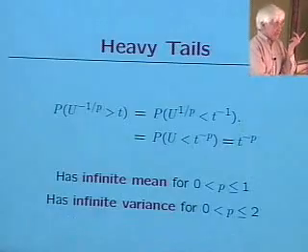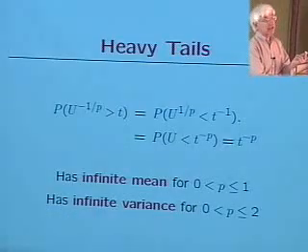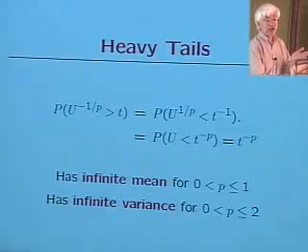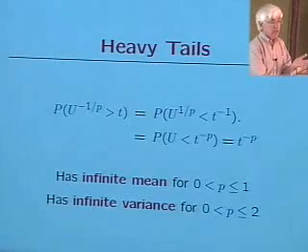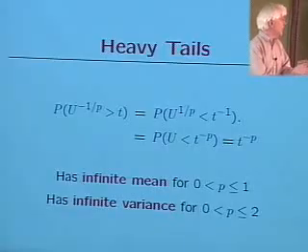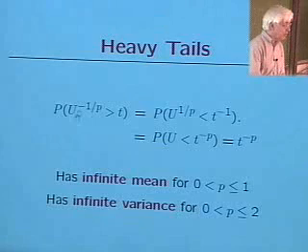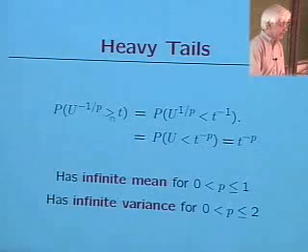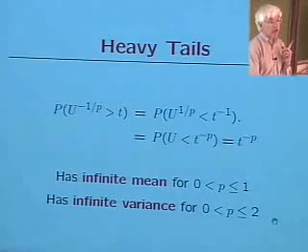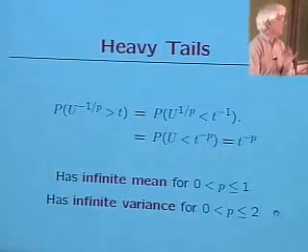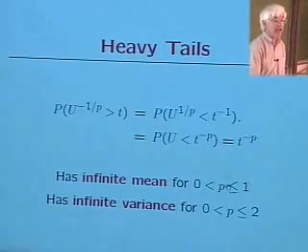The explanation is that the random variable we just looked at has infinite mean. It violates the conditions for the law of large numbers, and it violates the conditions of the central limit theorem. This random variable, u to the minus 1 over p, if I take reciprocals, here's the tail probability. So it has infinite mean when p is less than 1 and infinite variance when p is less than 2. So in the first case, it had finite mean but infinite variance, and in the second case, it had infinite mean.